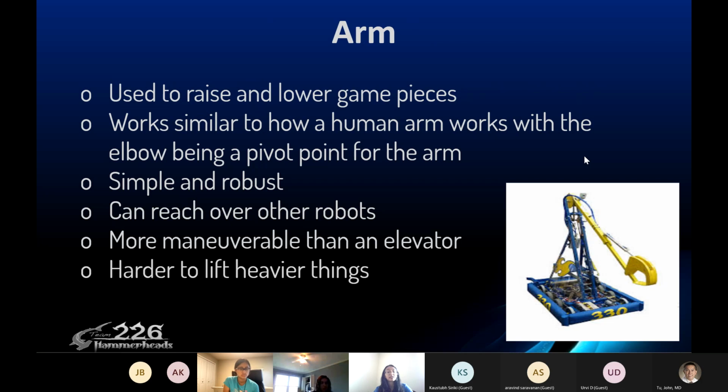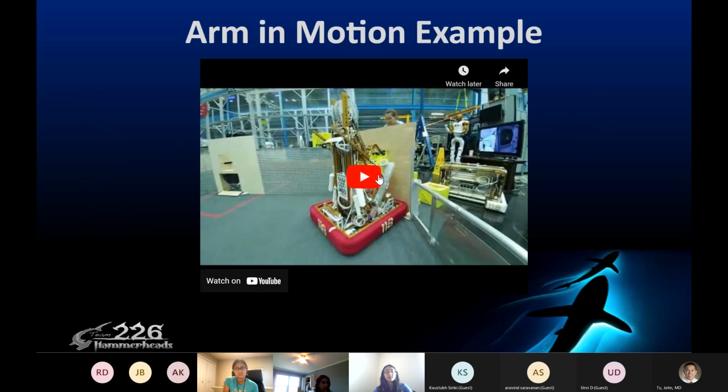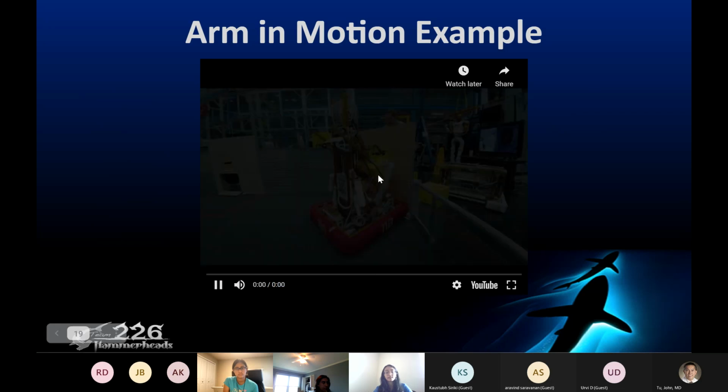The arms are mechanisms that are used to raise and lower game pieces, and they work similar to how a human arm works. Robot arms have a pivot point where they rotate about, just like a human arm. Arms are more simple to build and more maneuverable than elevators, but they are also not as compact. Arms can reach over other robots, but it may be harder for them to lift heavier objects and game pieces. This is an arm in motion.